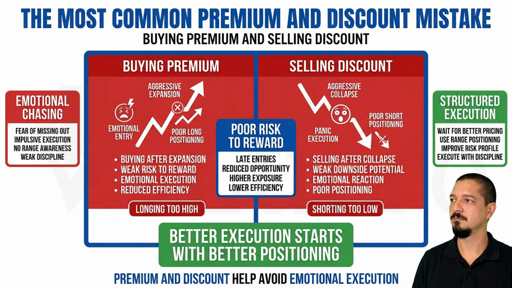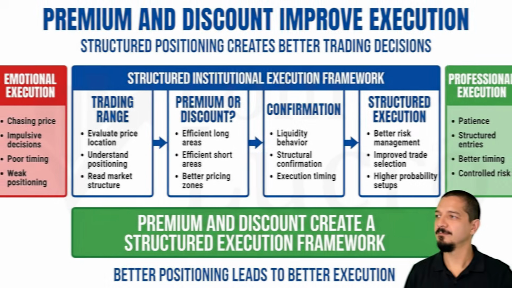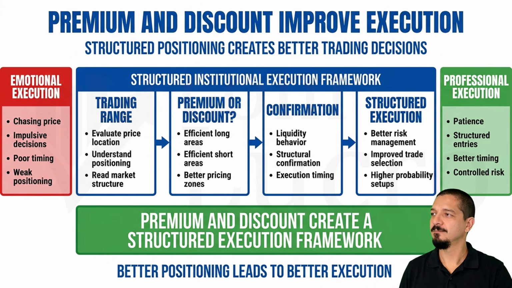One of the biggest mistakes traders make is buying after price has already expanded aggressively higher, or selling after price has already collapsed lower. In many cases, traders are entering longs directly into premium, or entering shorts directly into discount, where the overall risk-to-reward profile becomes less favorable. Understanding premium and discount helps traders avoid chasing price emotionally. Instead of reacting impulsively to large market moves, traders can use the trading range to evaluate whether price is positioned at a more efficient location for execution.